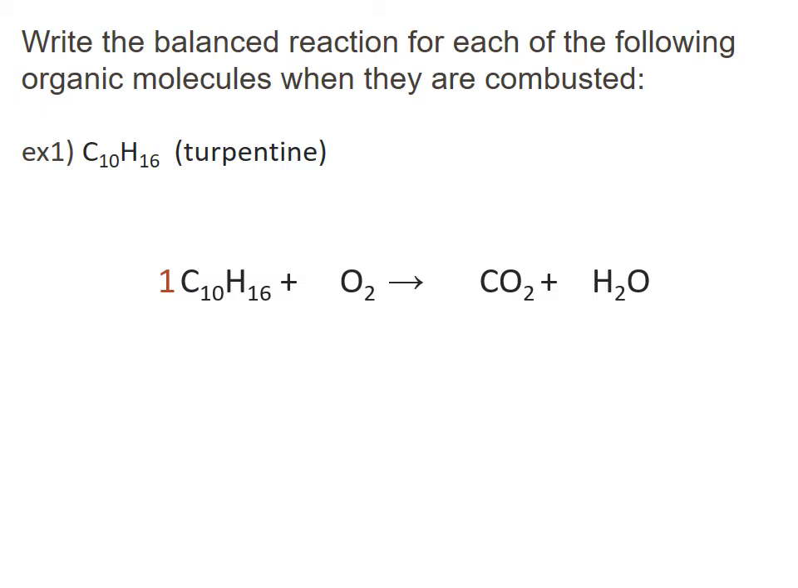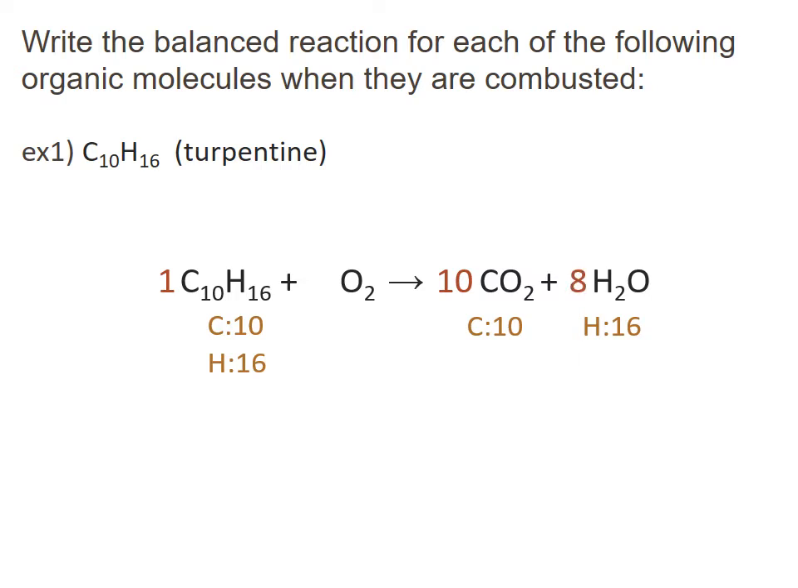When we place a 1 with turpentine, that gives us 10 carbons. So if we have 10 carbons on the left side, we will need 10 carbons on the right side. And to get 10 carbons, we will place a 10 in front of carbon dioxide. Also, when I placed the 1 in front of the turpentine, that gave me 16 hydrogens. So if I have 16 hydrogens on the left-hand side, I will need 16 hydrogens on the right-hand side. In order to get 16 hydrogens, I will need 8 water molecules.